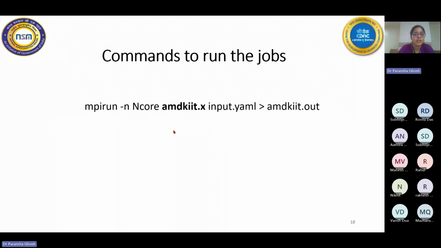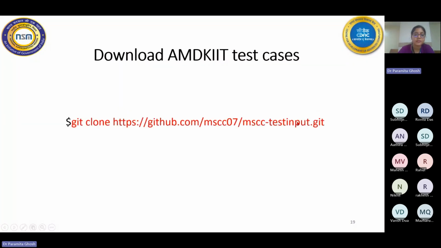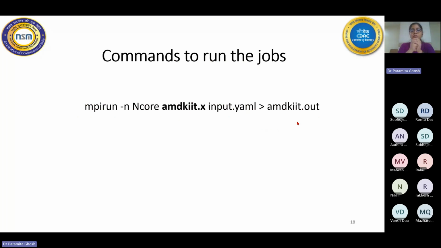Now, how to run the job? In order to run the job, you need to mention mpirun -n, then the number of processors you want to use. After that, the executable name amdkiit.x. After that, input.yml, which is the main input file. And after that, the output file name. I hope everything is clear till this part.